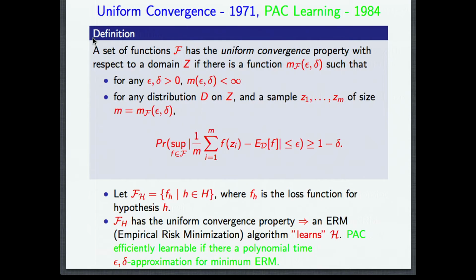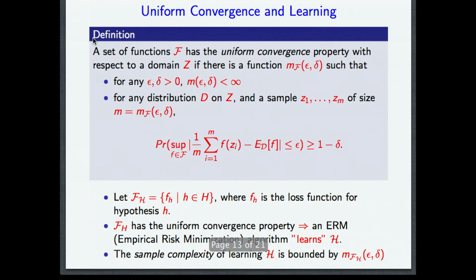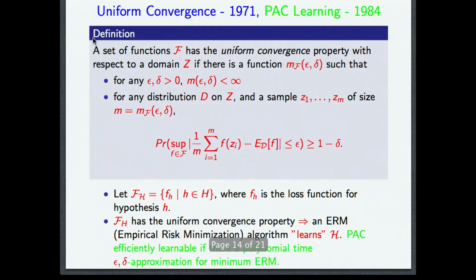Now, all this of course was mostly ignored until '84 when Les Valiant came with the PAC learning idea. And PAC learning basically set this in the computer science setting where we actually asked that the learning be done in polynomial time. And this led to a rich theory of learning. But in terms of the sample complexity, this all goes back to Vapnik's work.